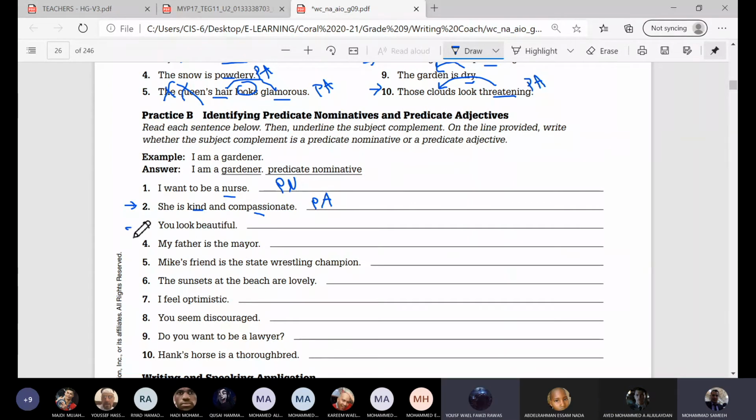You look beautiful. Beautiful, and it's a predicate adjective. Excellent. Okay. Number 4. Walid. My father is the mayor. Mayor, and it's a predicate adjective. Mayor is an adjective? Come on. No, nominative. Because of the article, there has to be a noun, right? So nominative. Okay, very good.